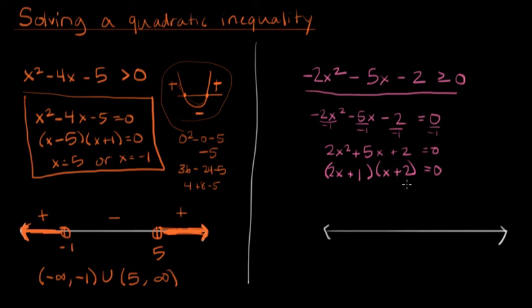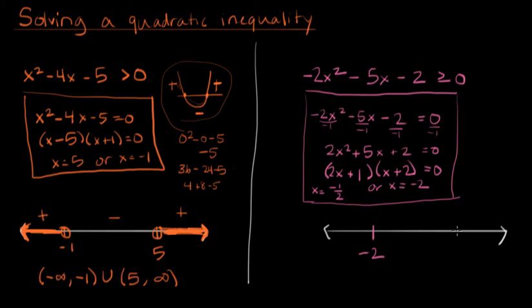So x equals negative 2, or x equals negative 1/2, right? If we move over the 1 and then divide by 2. So x equals negative 1/2 or x equals negative 2. Remember, these are the places where the expression is actually equal to 0. So negative 2 and then negative 1/2.